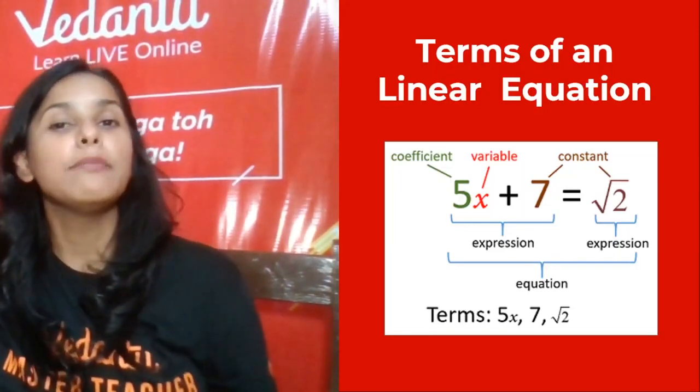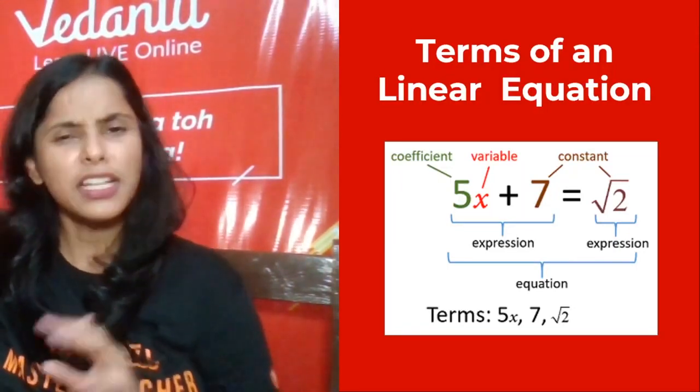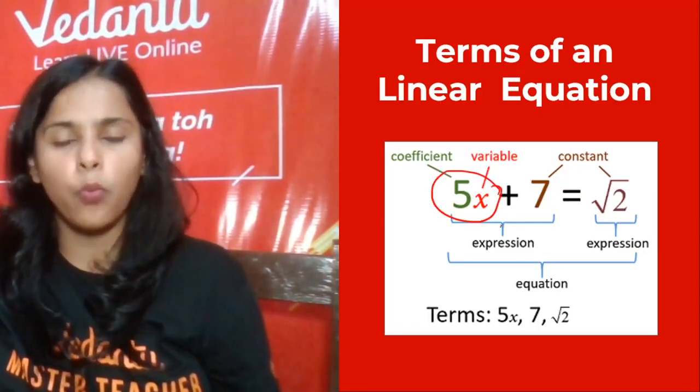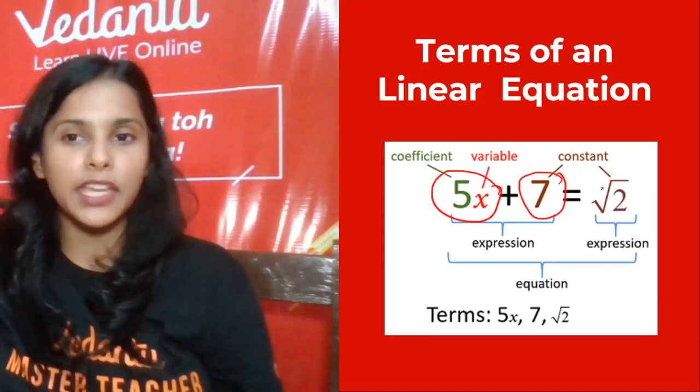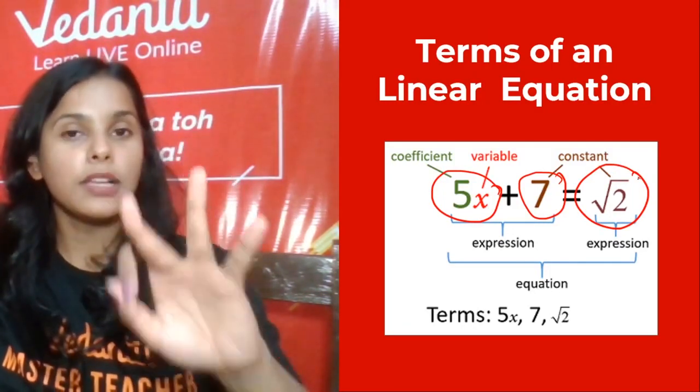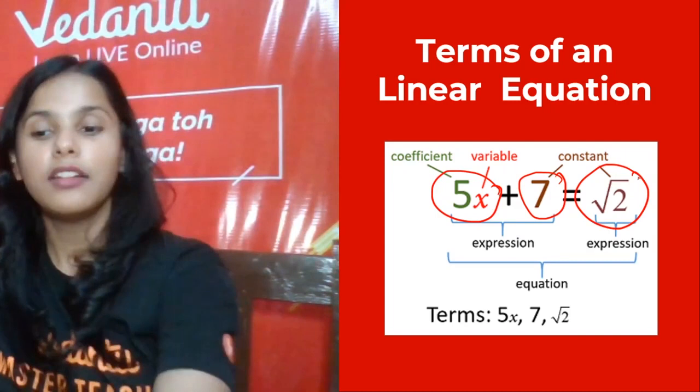Now what do we mean by terms? Terms means one particular number. That means 5x is one particular term, 7 is the second term and under root 2 is the third term in this. So the total number of terms we have is 3, right?